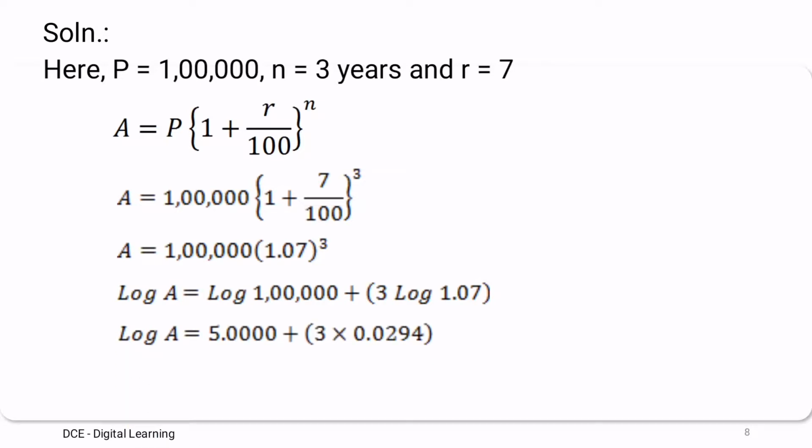So now log of 1 lakh, there are 6 digits in the integral part of the number. So that means 6 minus 1, 5 will be the characteristic, and mantissa for 10 is 00, plus this plus 3 into log of 1.07.